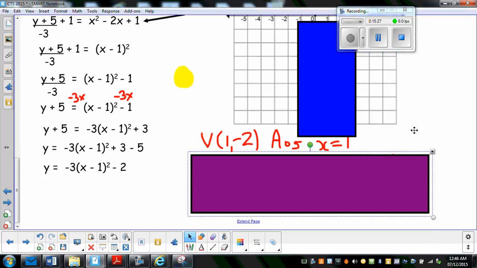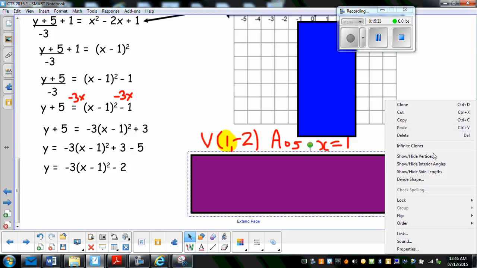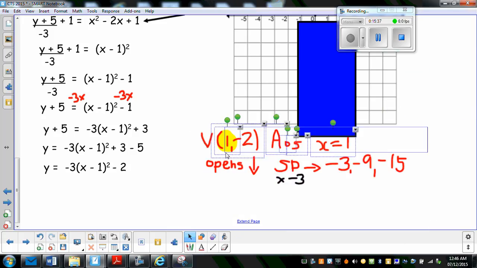The axis of symmetry is x equals 1, right from the first number in the vertex. And this one opens down because of the negative. Okay, so it opens down because of the negative 3 that's out in front here. And if I multiply the step pattern by that negative 3, I get negative 3, negative 9, negative 15.